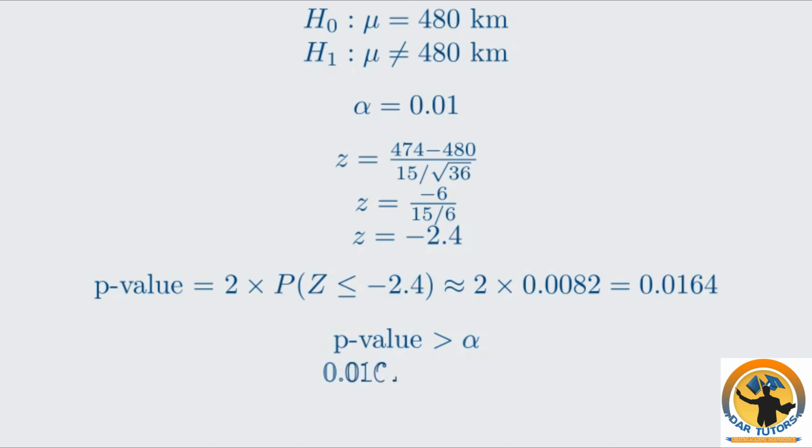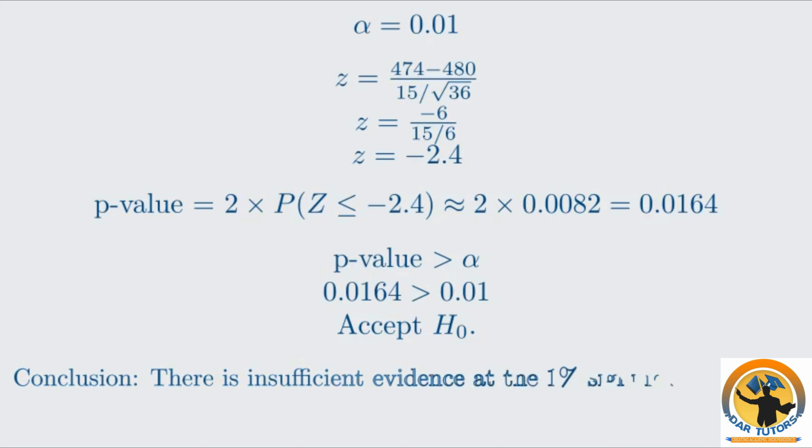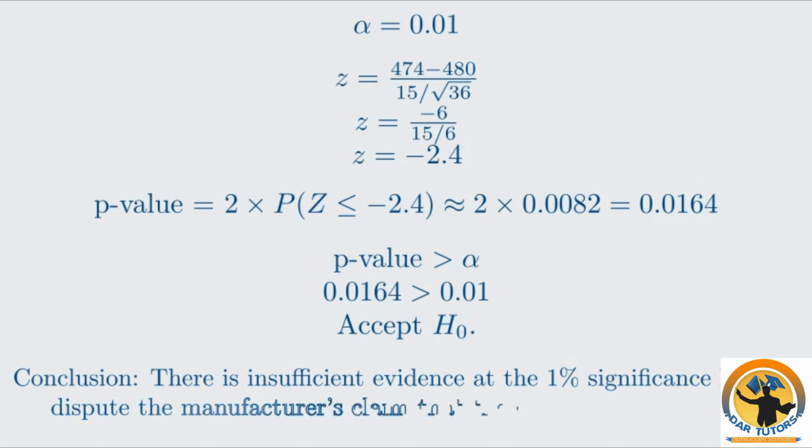Now we compare. The p-value of 0.0164 is greater than alpha, which is 0.01. Because the p-value is larger, we accept the null hypothesis. The conclusion is that at the 1% significance level, there is insufficient evidence to dispute the manufacturer's claim. Although the sample mean was lower, the deviation was not extreme enough for us to be confident it wasn't just due to random sampling. Here is question 3.